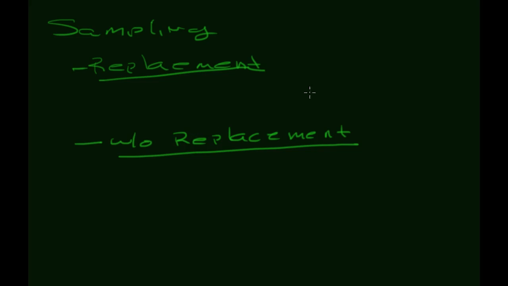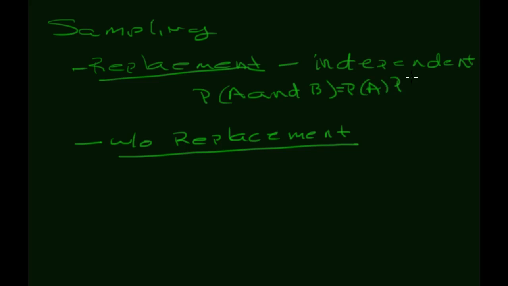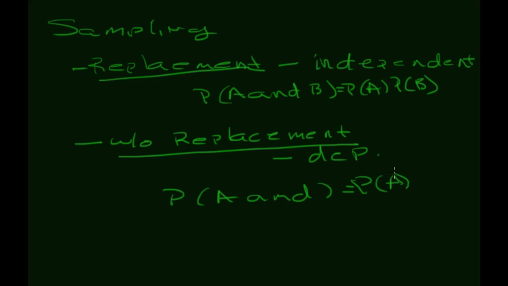Okay? So if I have replacement, I consider my events to be independent. So in this case, the probability of A and B is the probability of A times the probability of B. Here, if they are without replacement, then these are considered dependent. And in this case, the probability of A and B is the conditional probability, right? The probability of A times the probability of B given A.